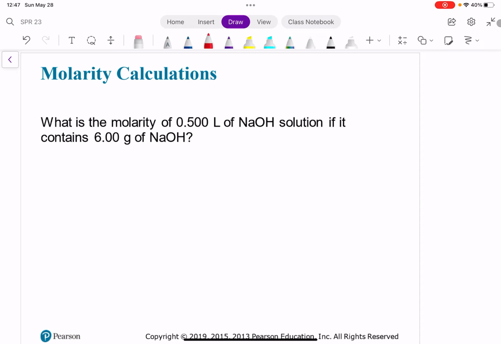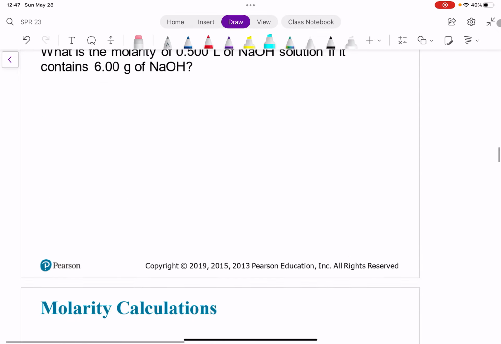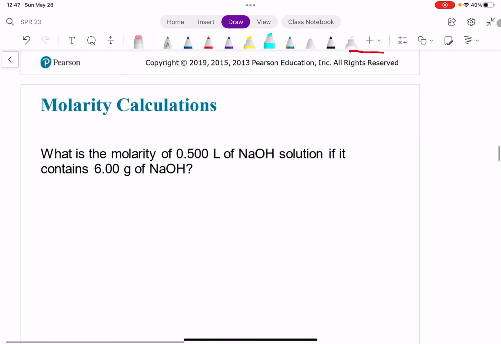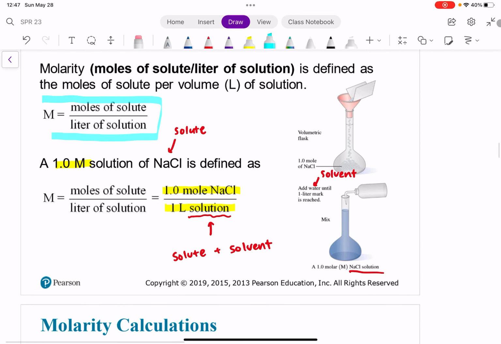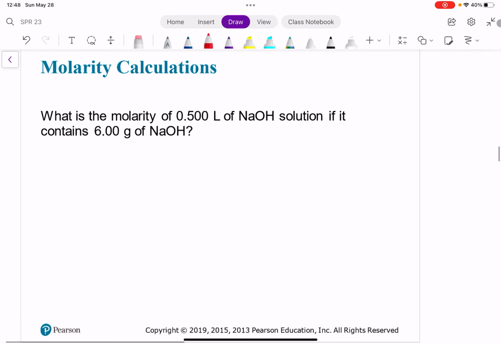So how do we actually do calculations involving molarity? Because it is actually an equation. This is an equation for molarity. Remember, molarity is expressed with a capital M. We talked about that in class. That's the variable we use for molarity, and it equals moles of our solute per liters of solution. So we can think of this as an equation: M equals moles solute over liters solution.